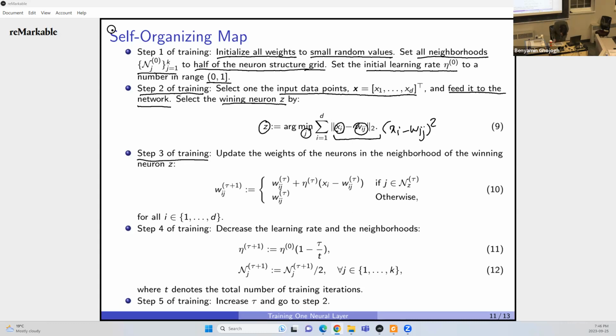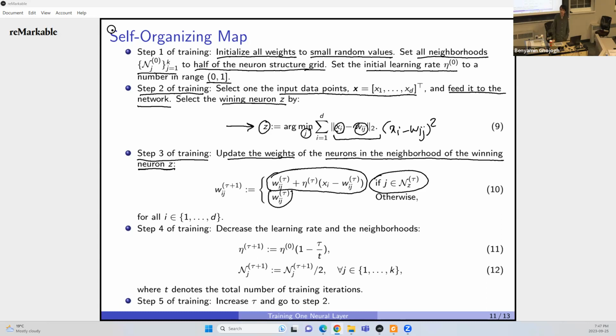Then step 3 of training: update the weights of the neurons in the neighborhood of the winning neuron z. So here we found the winning neuron, which was z. One of the neurons won. Now I update the weights connecting to that winning neuron. How? In this way: if j is in the neighborhood of the winning neuron, update the weights in this way. Otherwise, don't update it.